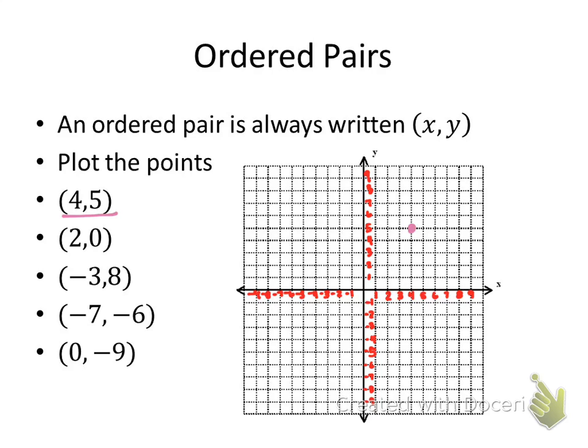Okay, let's do the same thing for the next one. We've got 2, 0. So I'm going to go over to 2 on the x-axis, but y is 0. So am I going to go up or down at all? No, because it says it's 0. I don't move anywhere. There's my second point. -3, 8. -3 on my x-axis. So this time I'm going to go to the left to the 3 because it's a negative, and then up to +8. Here's my next point. Next time I'm going to go to -7, -6. So I go over to -7, down to -6.